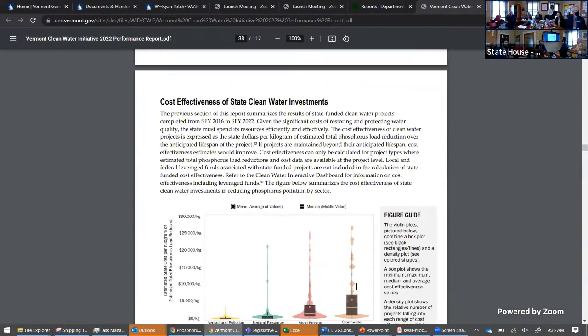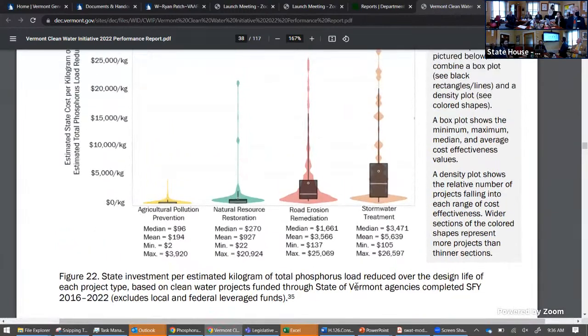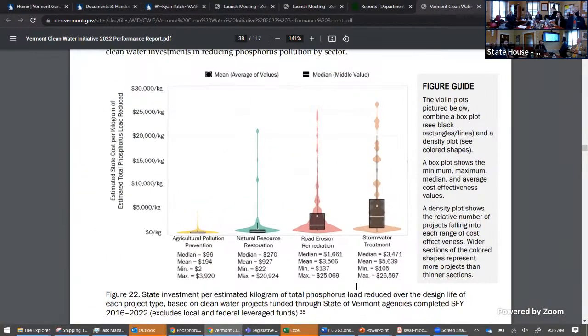I hope I find soon, oh good, it's still in order, the cost effectiveness by sector. So here we have the estimated cost per kilogram of total phosphorus. Ag pollution prevention, median $96 per kilogram from our field and pasture practices. Natural resource restoration is around $270. Road erosion, $1,600, and stormwater treatment, $3,471 per kilogram. And so why is agriculture doing 59% of the reduction when they're only 41% of the load?